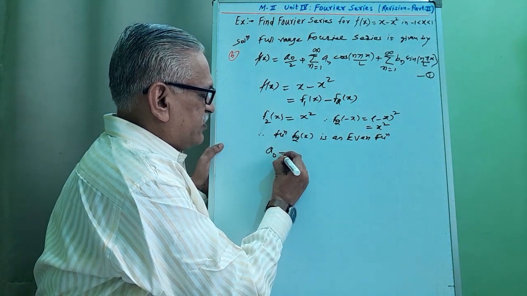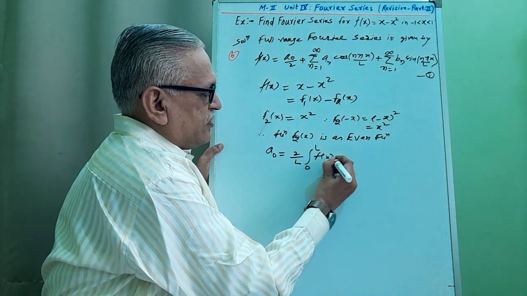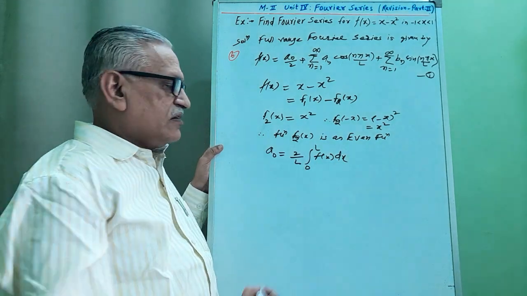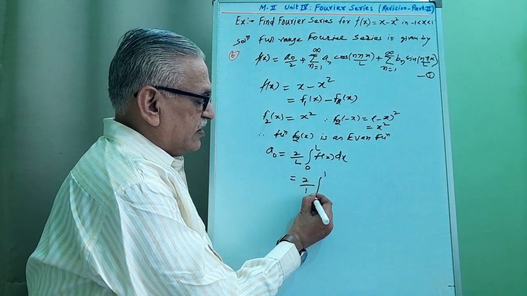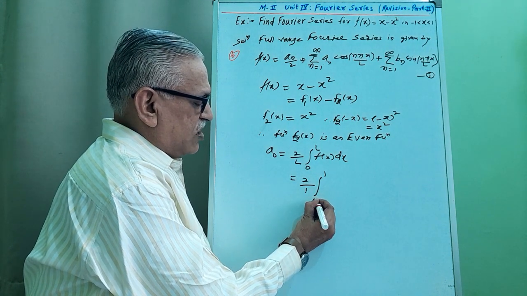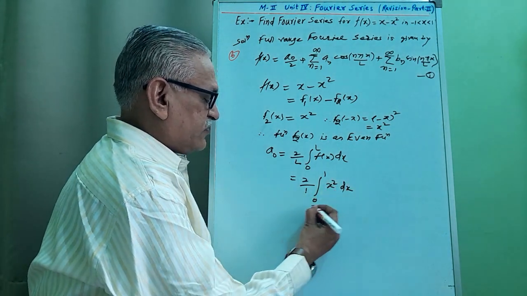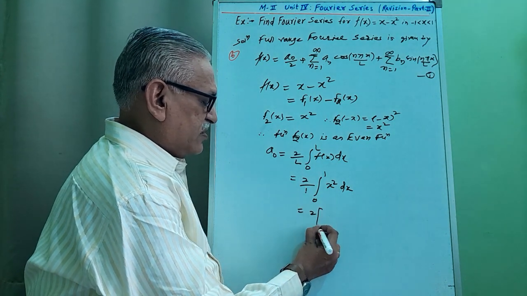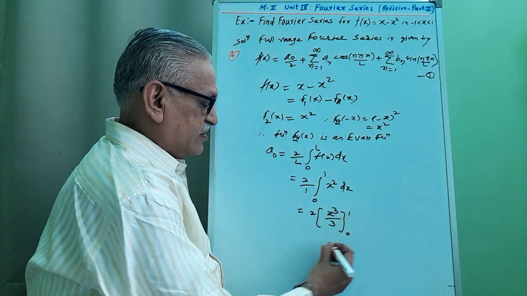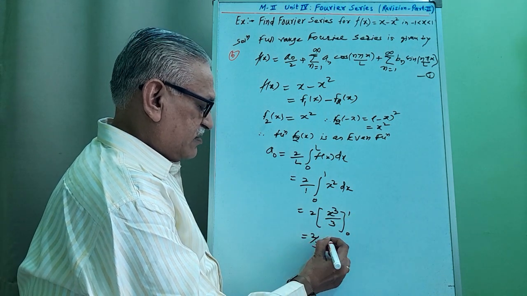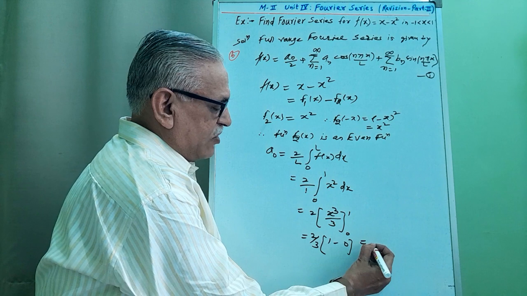For an even function we require to find the value of a0, 2 by L integration from 0 to L f of x dx. Therefore, performing the integration, 2 by L, L is 1, lower limit 0, upper limit 1, f of x is x square, and its integration with respect to x, we get 2 times integration of x square, which is x cube by 3, limit from 0 to 1, therefore 2 by 3, upper limit 1, lower limit 0, the value is 2 by 3.